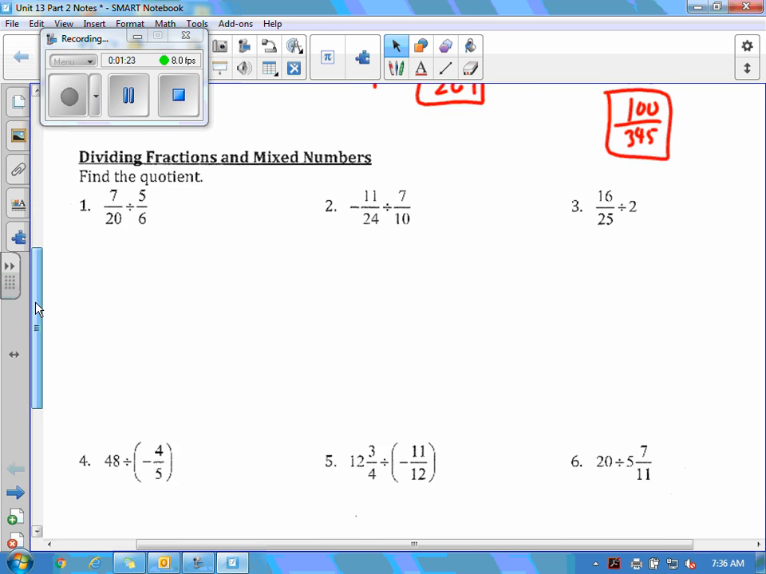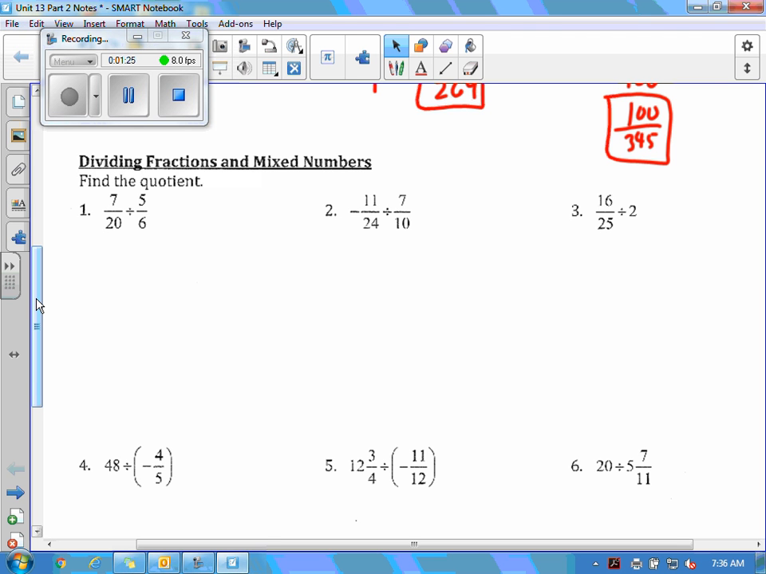So now some basic practice with dividing fractions and mixed numbers. It says find the quotient. Quotient, of course, is the answer to a division problem. So we need to multiply by the reciprocal. So keep, change, flip. I keep the first fraction the same. I change division to multiplication. I flip the second fraction. I'm doing a positive divided by a positive, so I know my final answer is going to be positive.